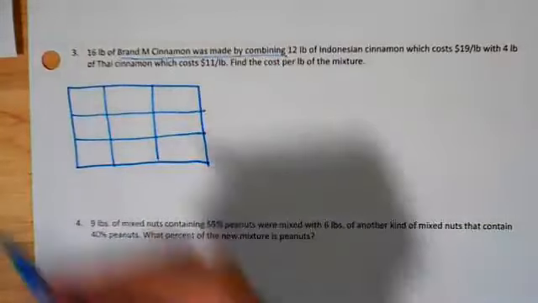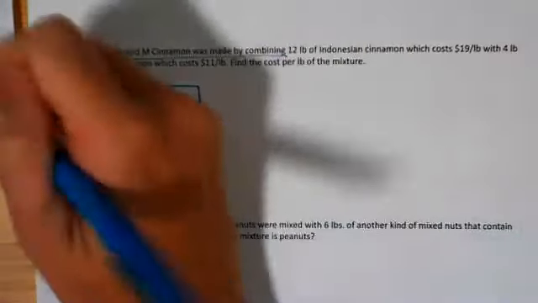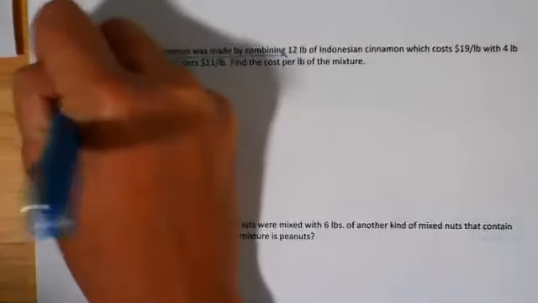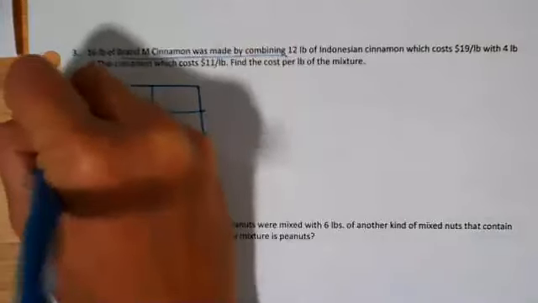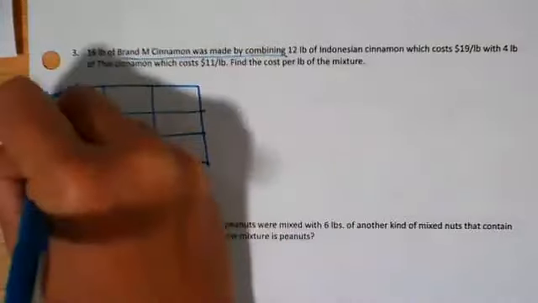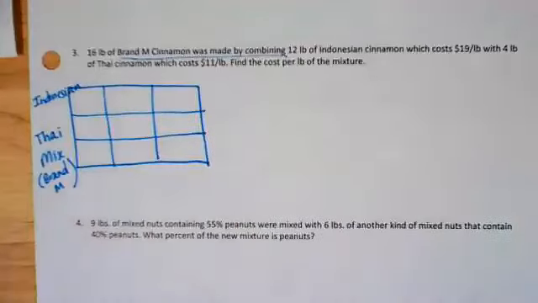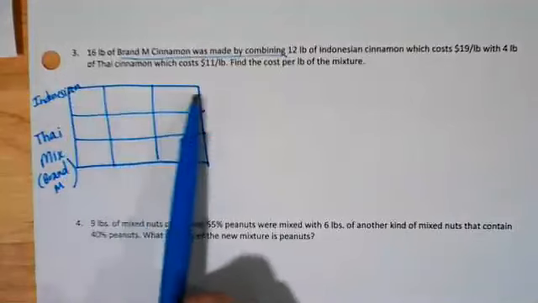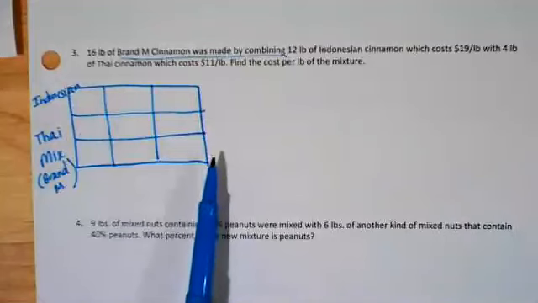Okay, so I'm going to label the first part here. This is going to be my Indonesian cinnamon. And then I'm also going to have information about my Thai cinnamon. And then I have my mixture, and in this case, the mixture is that brand M. So that's what each of these rows is going to represent. This first row is my information about my Indonesian, the second row is about my Thai, and the third row is about my mixture.